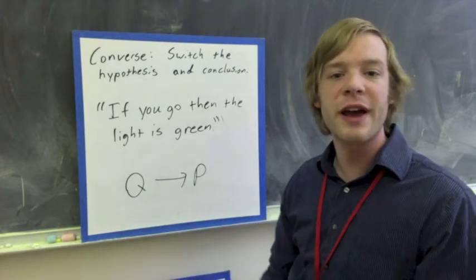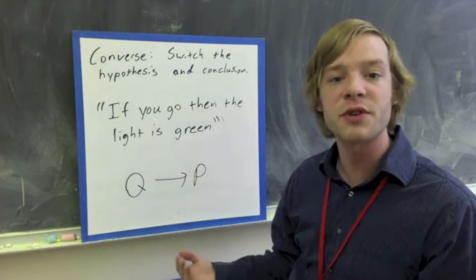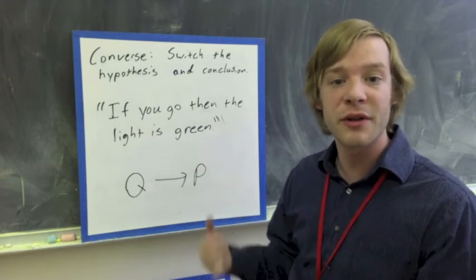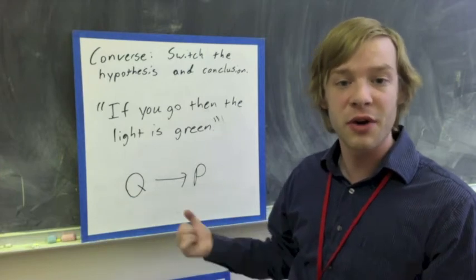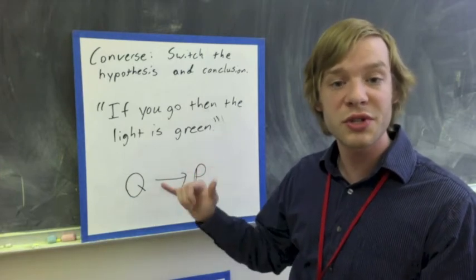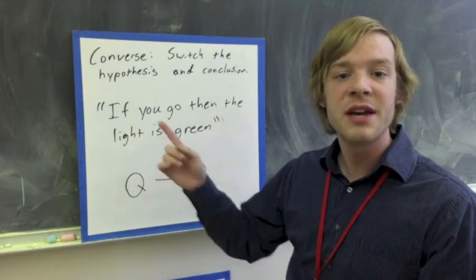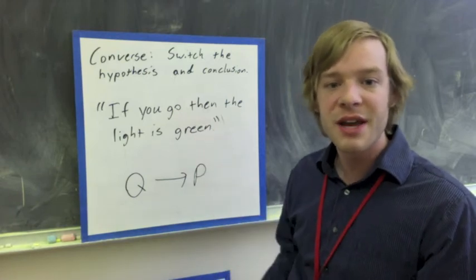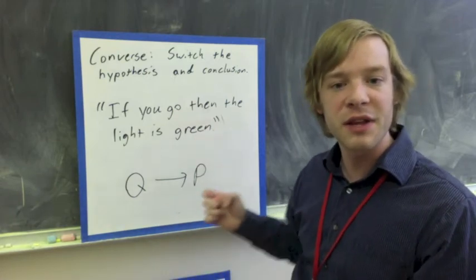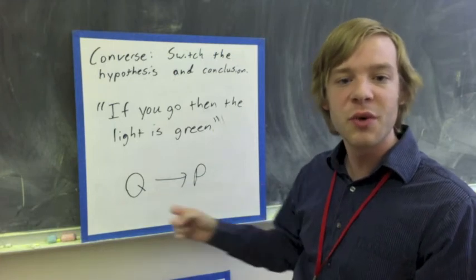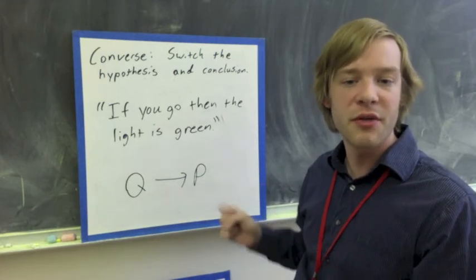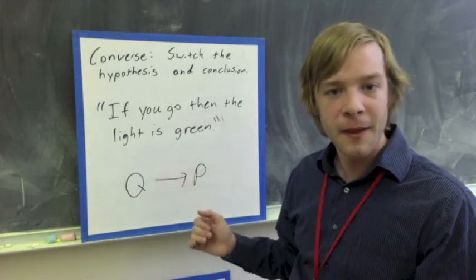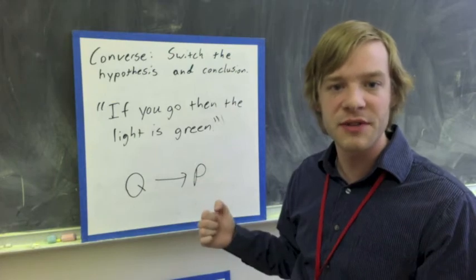So the first term we have here is what's called the converse. For the converse, we switch the hypothesis and the conclusion. So we started out with, if the light is green, then you go. However, for the converse, we switch the hypothesis and the conclusion and we get, if you go, then the light is green. So we've just switched those two statements. And so rather than having if P then Q, or P arrow to Q, we have the reverse. We have if Q then P. We can see here that we have similar information, but we've just switched the order. And that's what a lot of these terms are going to be.